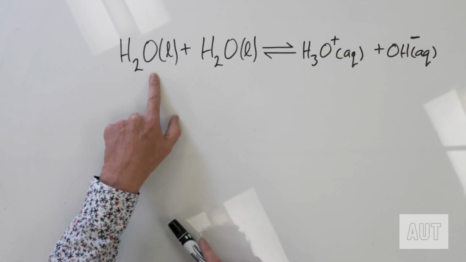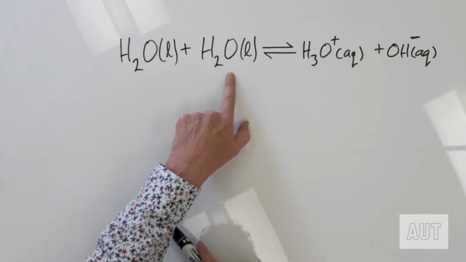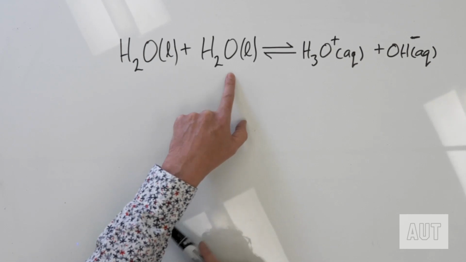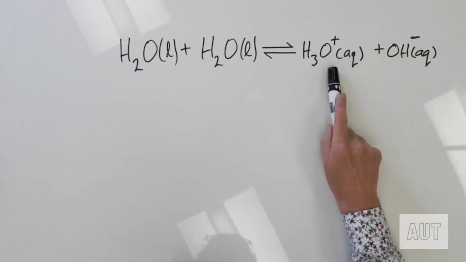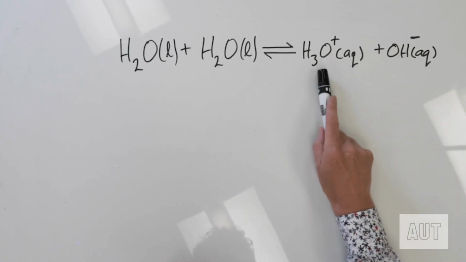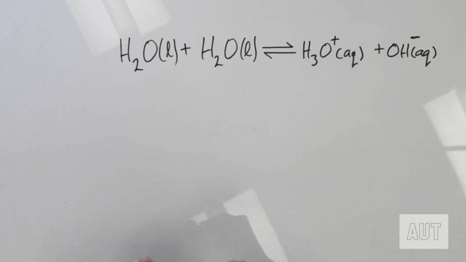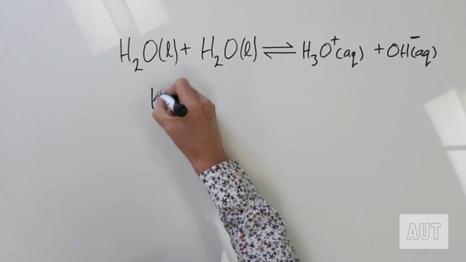And that, as you see, is written as an equilibrium. So this is an equilibrium process. Water plus water is in equilibrium with H3O+ plus OH-. Because this is an equilibrium, as we've learned in previous videos, we can write an equilibrium constant for this process. Now, this is a pure liquid. It's not going to appear in the equilibrium constant expression. Likewise, this as well. So these guys are the only ones that are going to be appearing in our equilibrium constant expression, H3O+ and OH-.